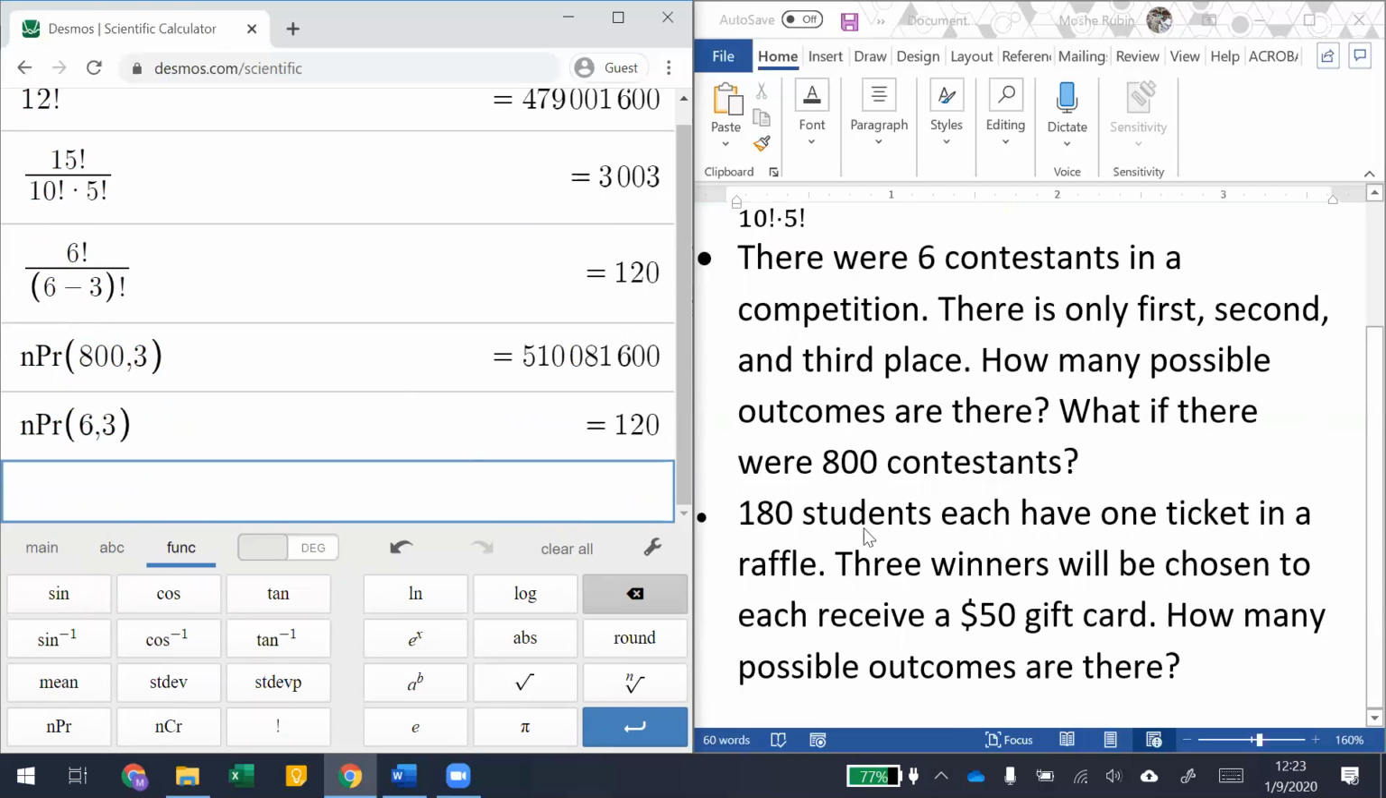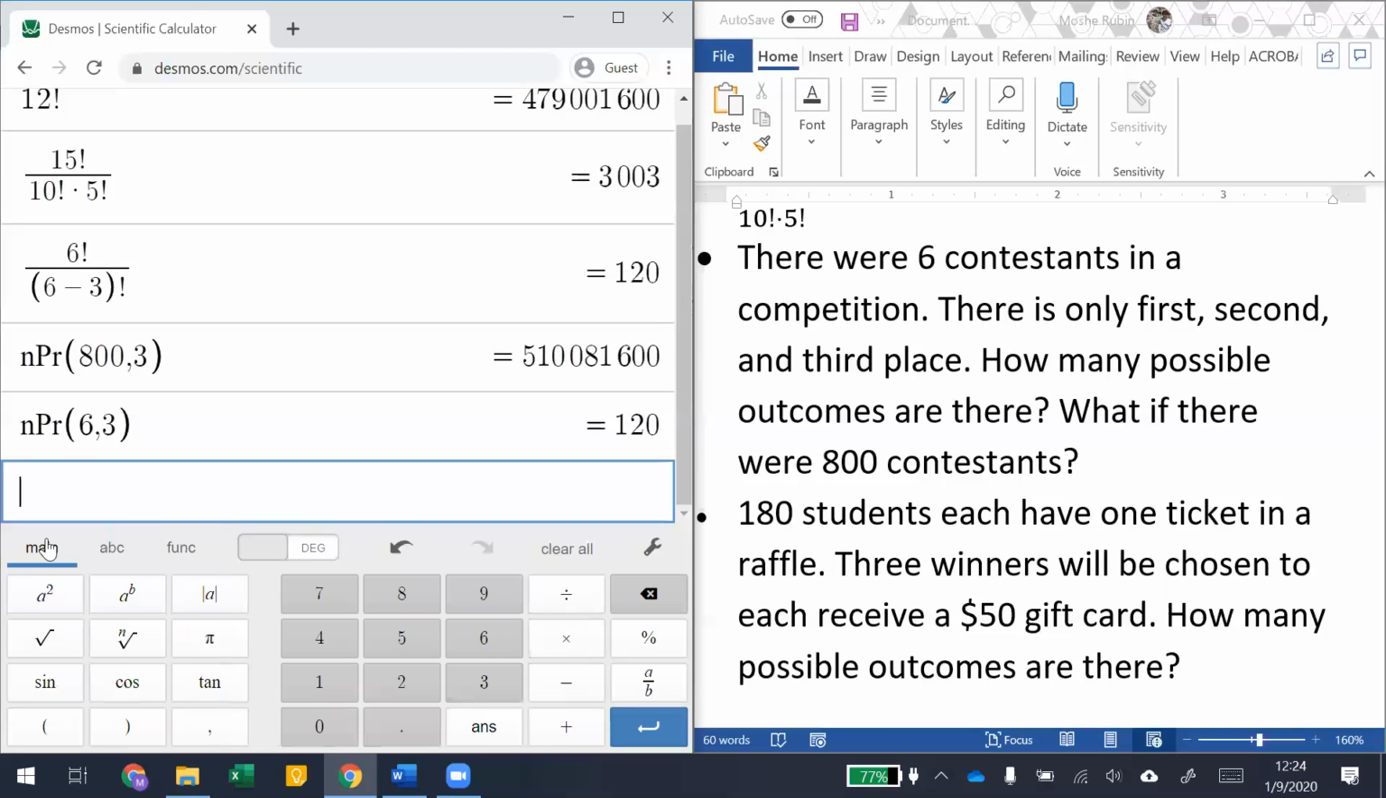I have another question here. 180 students each have 1 ticket in a raffle. 3 winners will be chosen to receive a $50 gift card. How many possible outcomes are there? So first of all, there are no repeats in this problem, because they each have 1 ticket. Nobody's going to get chosen twice. And the order that they're chosen doesn't matter because everyone gets a $50 gift card. So I don't really care if I'm chosen first or third. It's the same to me. So that's a really good indicator to me that this is an nCr problem.